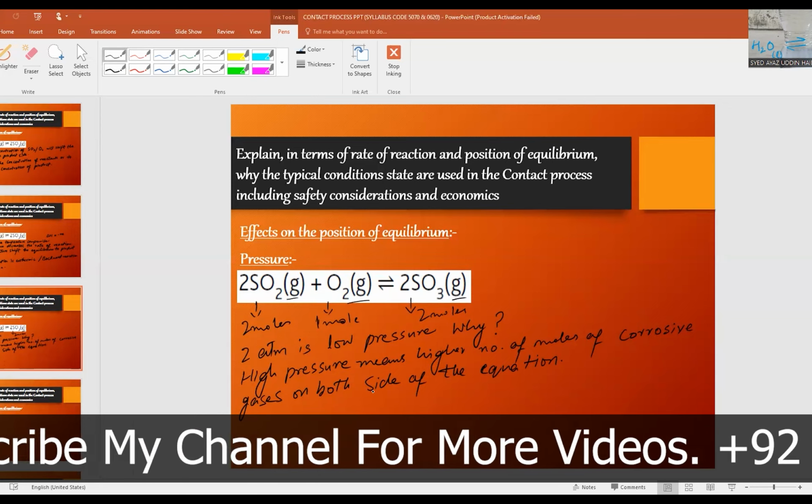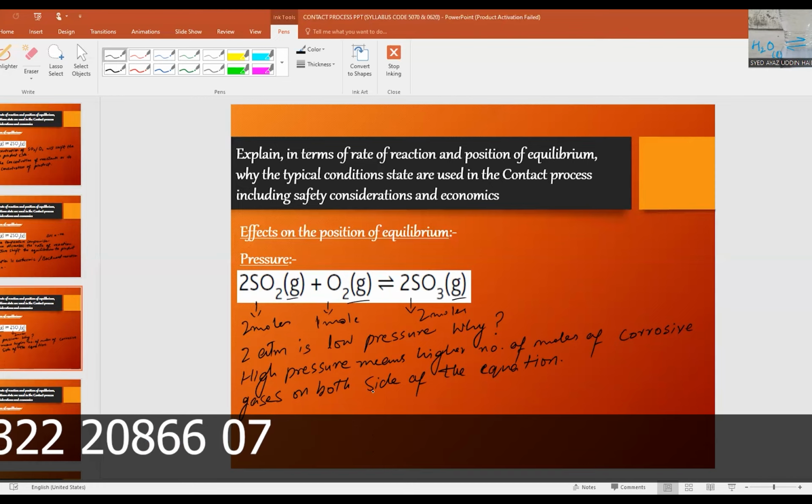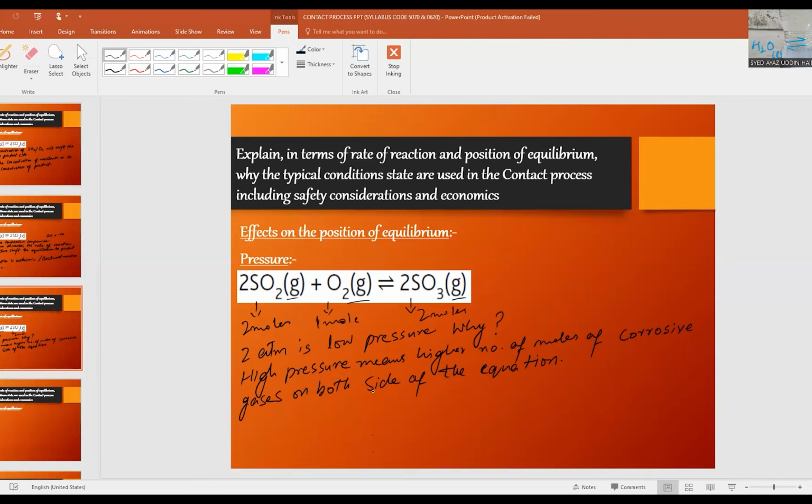This is because if the equilibrium shifts to the product side, then it means there will be a high concentration of sulfur trioxide, and this will eventually increase the concentration of sulfur dioxide also. Both sulfur dioxide and sulfur trioxide are corrosive gases. Corrosive gases are highly toxic or harmful. SO2 and SO3 are corrosive, harmful gases.